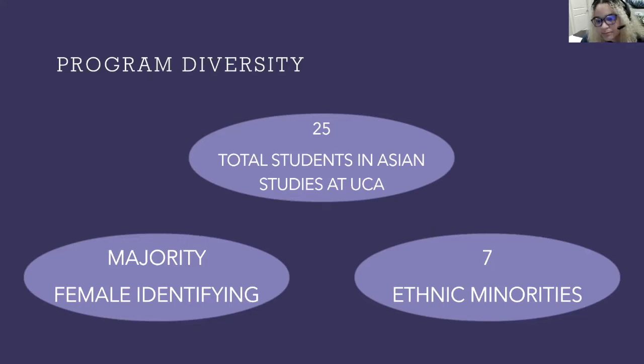For program diversity, Asian Studies at UCA currently sees 25 students in the program. The majority of those students are female identifying, with 7 of these students being ethnic minorities. This is great compared to the entire student body as a whole. However, the faculty of Asian Studies is disproportionately white and male, which does not mirror the other departments of the university, whereas they are more diverse. So there are aspects where Asian Studies at UCA is diverse, and aspects where it is not as diverse as expected or as wanted.